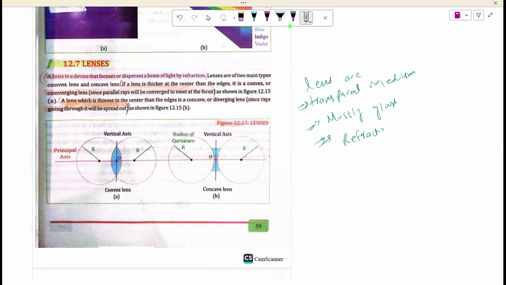For convex lens, after passing through this line, the light converges to a point. That is why convex lens is also known as converging lens. ये दिखा हुआ है. They meet at a point, and after passing through this line in a concave lens, the light spreads out. So the major difference between convex and concave lens is that after, let me try to make a neat diagram.